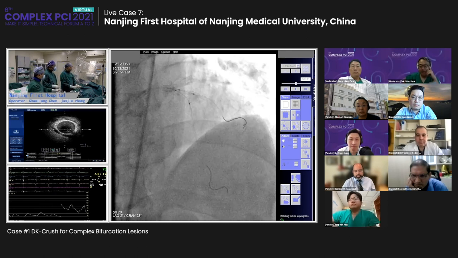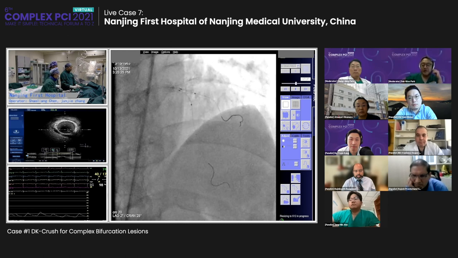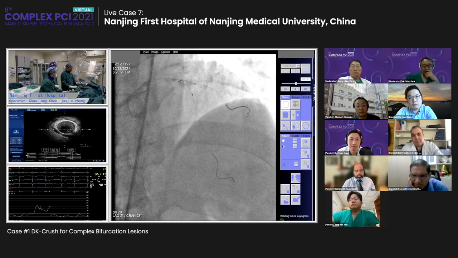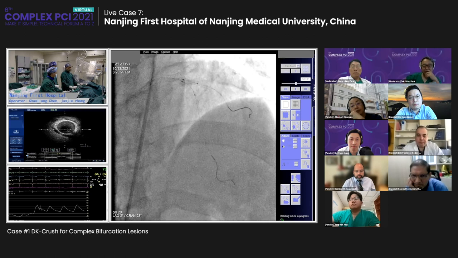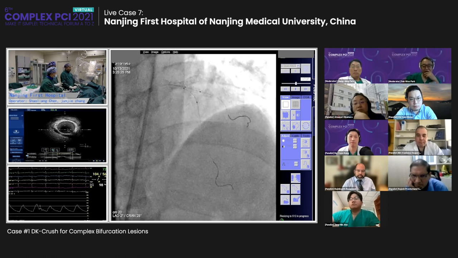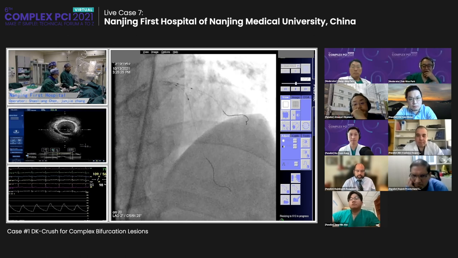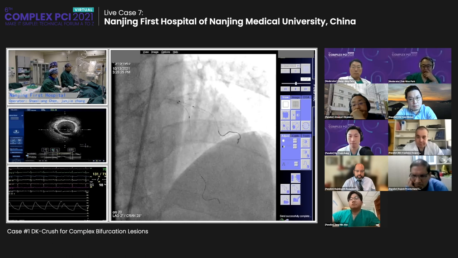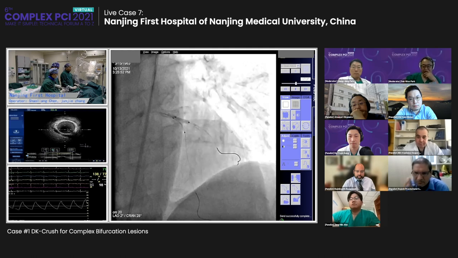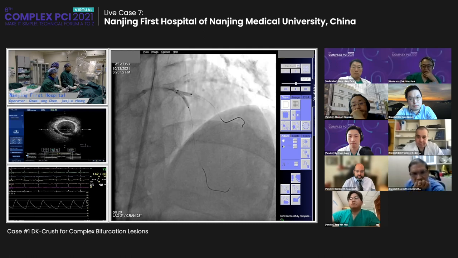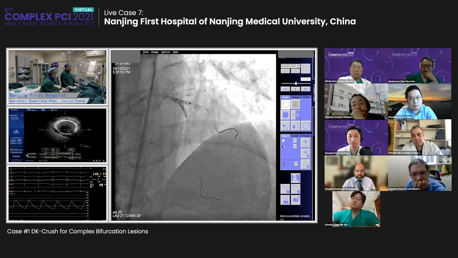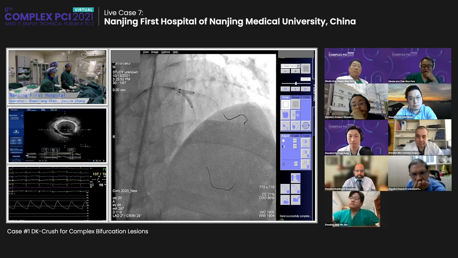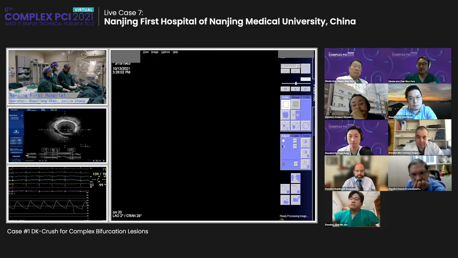For the kissing inflation, I always address that the overlapping length should be as short as possible. So for kissing inflation, we will simultaneously inflate both balloons to 6, because these are two non-compliant balloons. So the two balloons are very stabilized. Down. Okay.